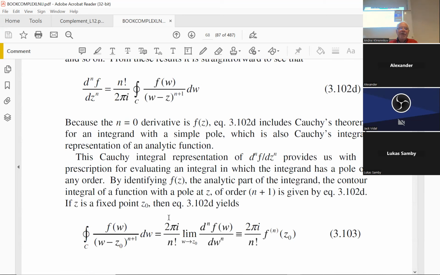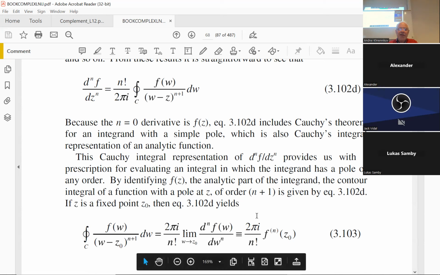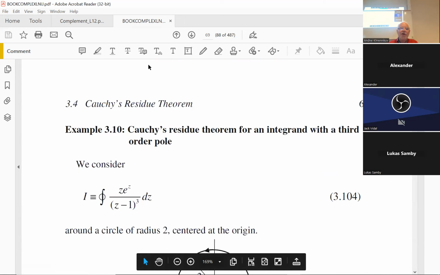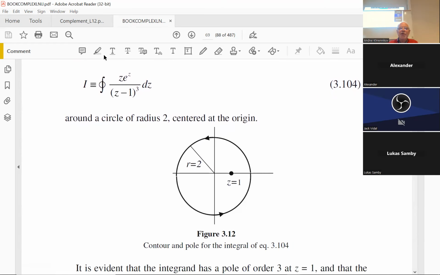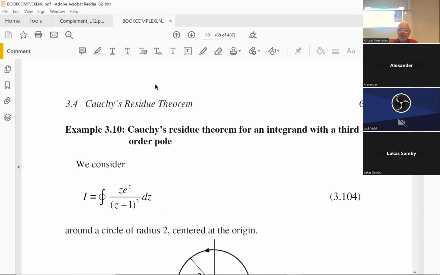Now, what we have, then we can write this, and then this. So this is the formula for how to calculate this integral. So it is more or less the other way around. Yeah. So then they consider an example of how to find this integral.